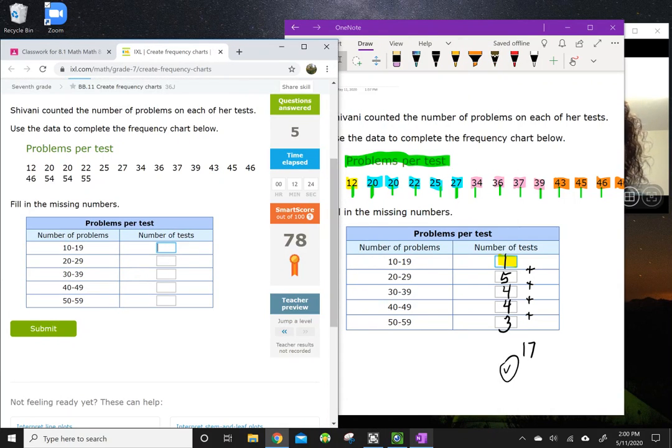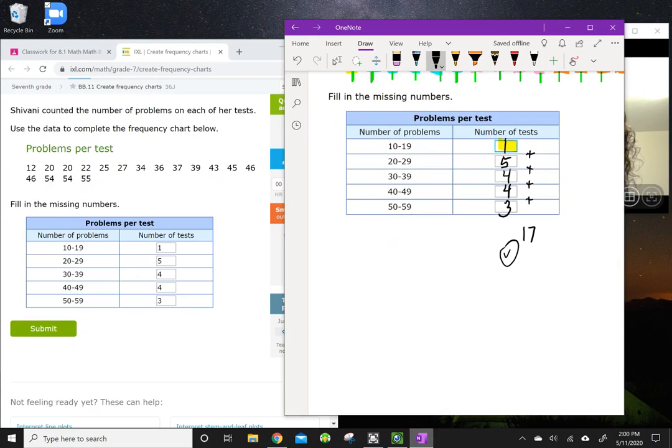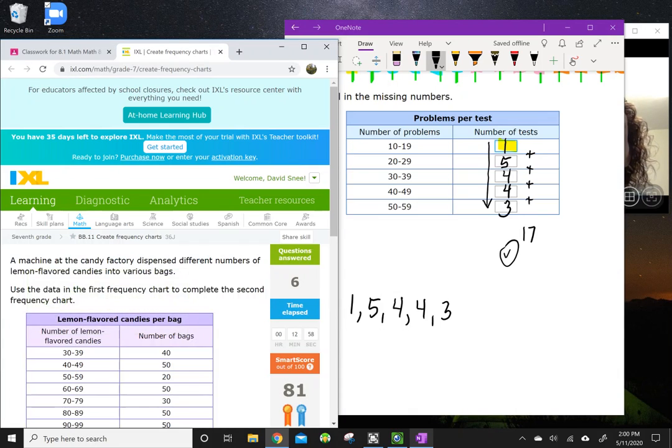Let's see here. 1, 5, 4, 4, 3. Okay, and in your exit ticket, what I'm looking for is 1, 5, 4, 4, 3. It's just a list of these values from the top down, and I explain that in the directions. Okay, and I'm going to submit that, and we're going to move on.